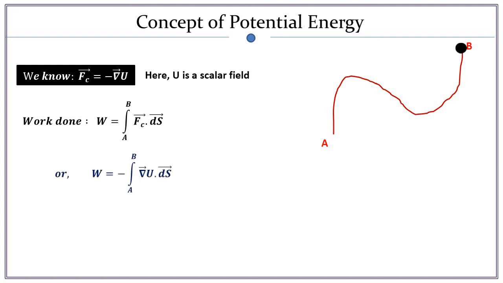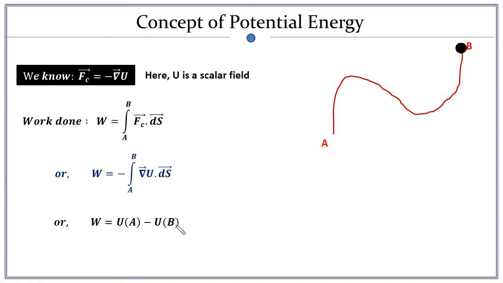And what is this integration? This integration is very straightforward. The line integration of grad U dot ds is nothing but U. Now just substitute the limits, and you will get the work done is equal to Ua minus Ub. This is the work done. Now look how easily you can calculate the work done if you know this scalar field. You just subtract the scalar field at the two points, initial minus final, and it will be equal to the work done.